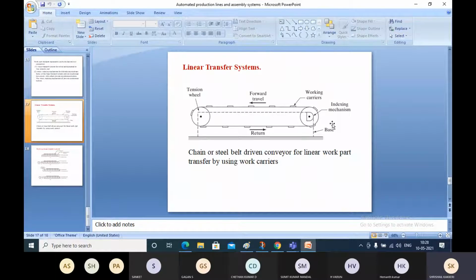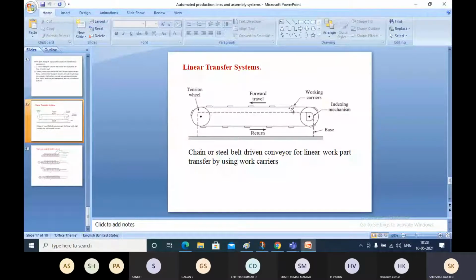Okay, and it is only one direction rotation. Only one direction rotation. While it is rotating, there may be workstations here, here, here, here. So at each location the work will be performed, and the work will be moving.